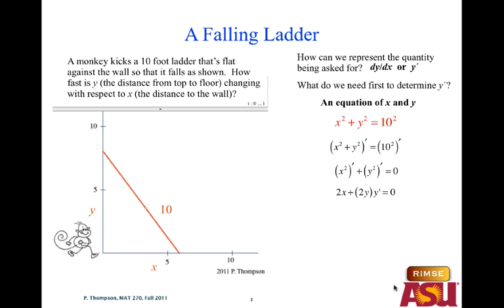Okay? So this is what we get. Starting with that equation of x and y, we implicitly take the derivative, and we get this, and we're going to solve for y prime, which gets us negative x over y. Negative x over y is what? The rate of change of the height with respect to x, the distance of the bottom of the ladder from the wall.